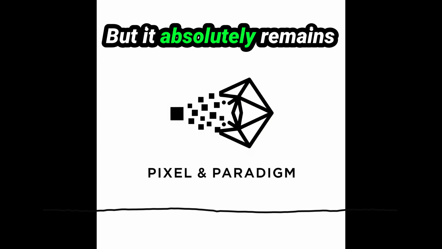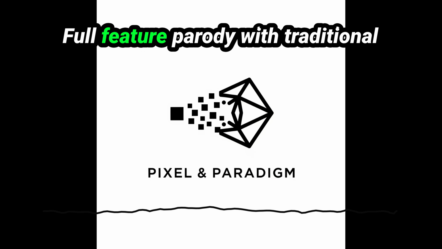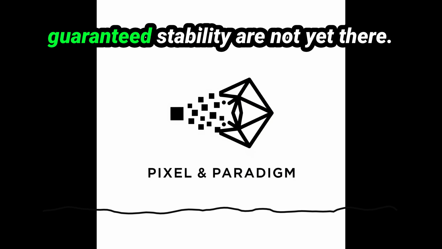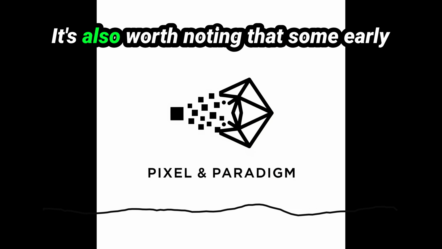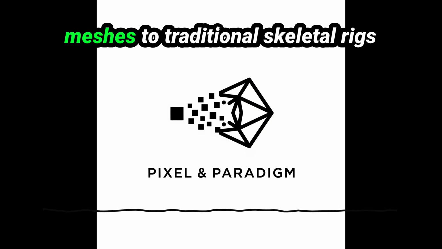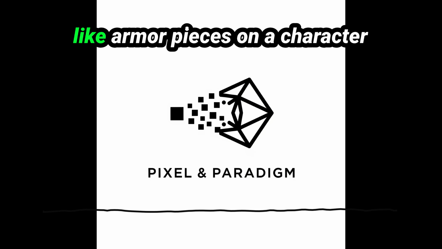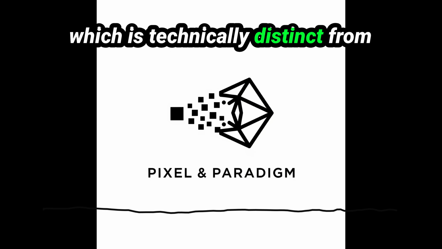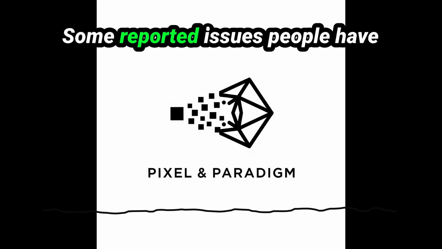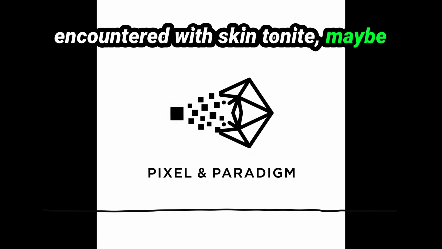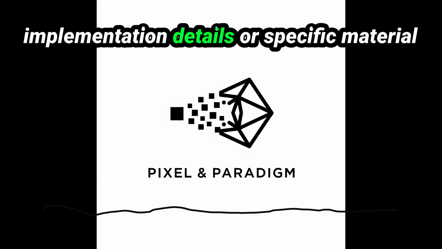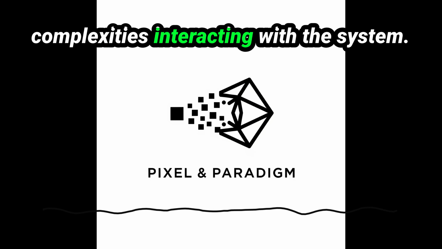But it absolutely remains experimental for now. Full feature parity with traditional skeletal meshes, comprehensive documentation across all use cases, and guaranteed stability are not yet there. It's also worth noting that some early iterations of this feature sometimes involve just attaching static nanite meshes to traditional skeletal rigs, like armor pieces on a character, which is technically distinct from rendering fully skinned nanite geometry where every vertex is deformed. Some reported issues people have encountered with skinned nanite, maybe with complex assets like metahumans, might relate to these different implementation details or specific material complexities interacting with the system.